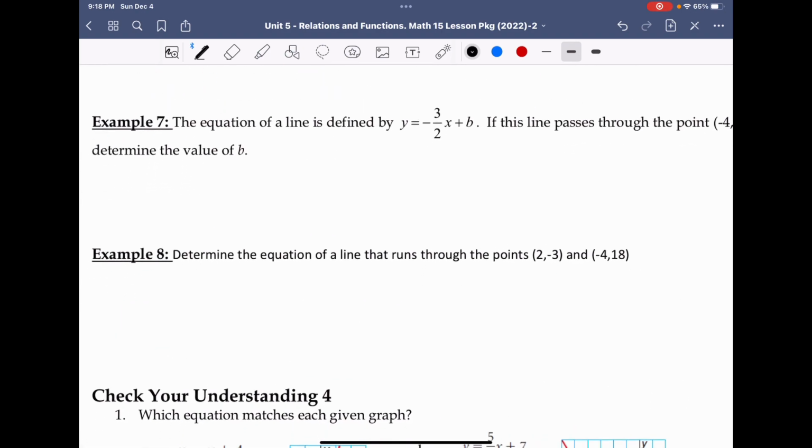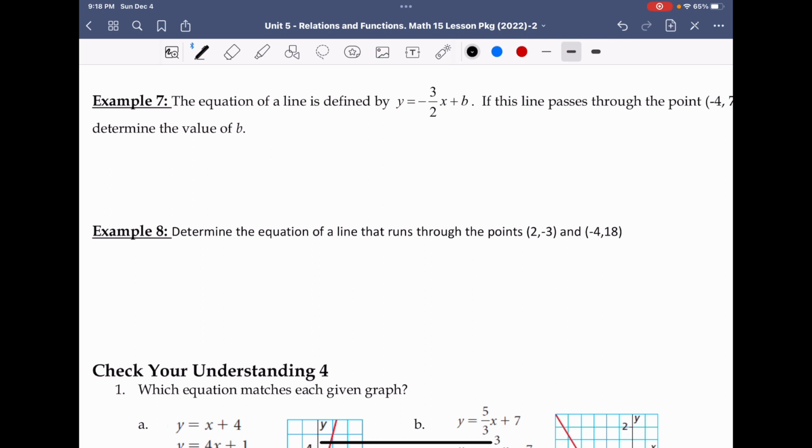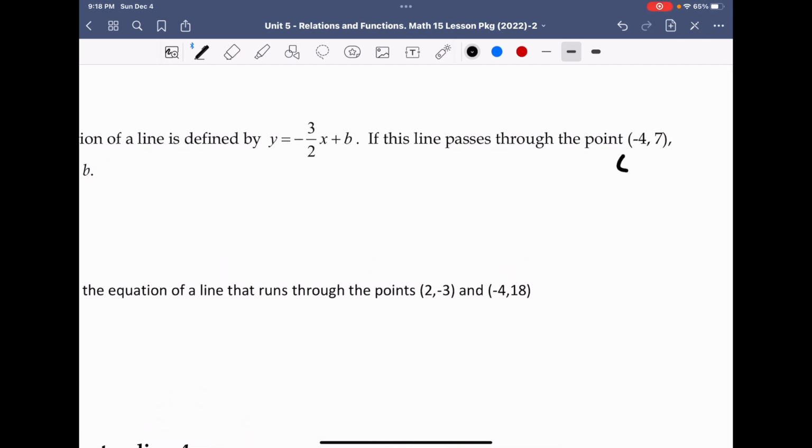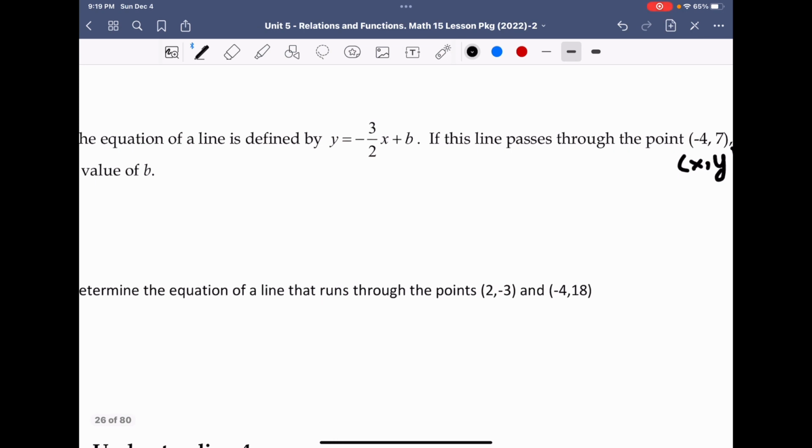All right, example 7. Similarly, what if I give you an equation as follows, and it passes through some point, but instead now we want to determine the value of b, or the constant term, the y-intercept. We're going to do the same process. I'm going to establish that this is x and y. They gave us an x and y that we can plug in. y is equal to negative 3 over 2 x plus b. We plug in y and x.